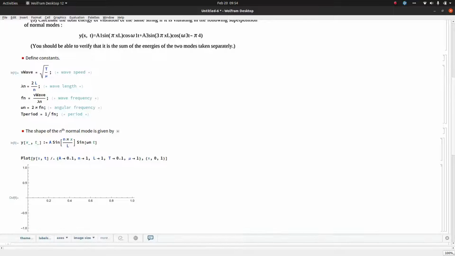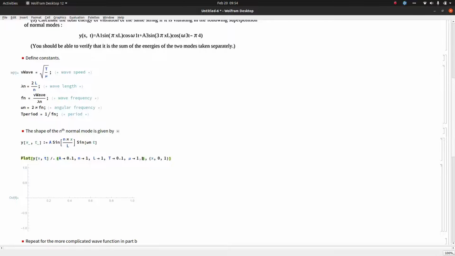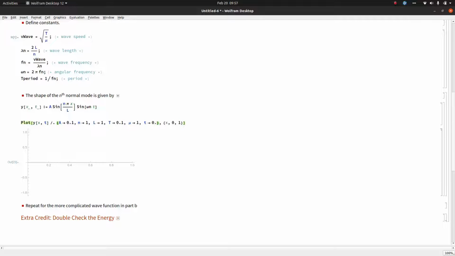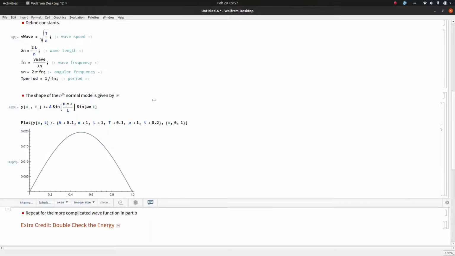And we'll do that. And we should be getting a plot here. Why aren't we getting a plot here? Oh, because I have not defined the time yet. So let me plug in. You can see I've got just a flat line. If I plug in something a little bit bigger than t equals 0, you can see I start to get some kind of amplitude there.